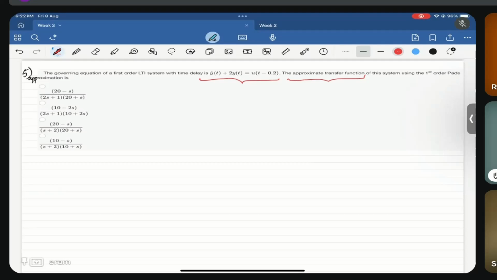What will be the Laplace of a system when there is a delay? For example, in this case, we have a delay of 0.2. In u, there is a delay of 0.2. What will be the Laplace of this type of function?